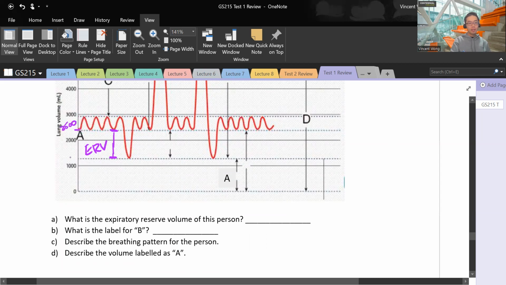And this might be around, it's hard to tell, we'll say 1200. I mean, on the test, if I ask you something like this, I'll give you a better graph, and you're just going to subtract these. So that's about 1300. Do you understand? So this is ERV, the amount of air that you can voluntarily expel after a regular exhalation.